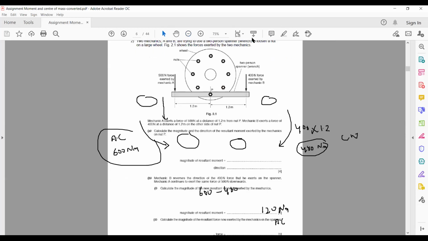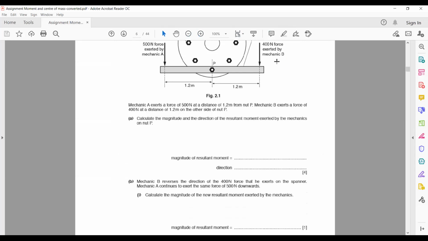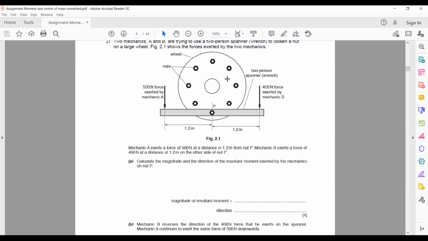The second part: mechanic B reverses the direction of 400 Newton. So first, mechanic B was applying a downward force. Now mechanic B is applying an upward force, because they mentioned he changes the direction. We have to calculate the new moment. So now mechanic A is causing an anti-clockwise moment, as well as mechanic B. Both are causing the same direction moment.